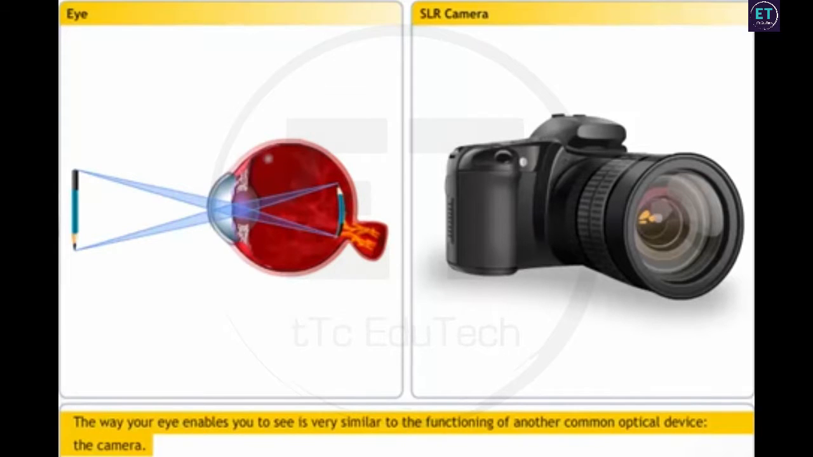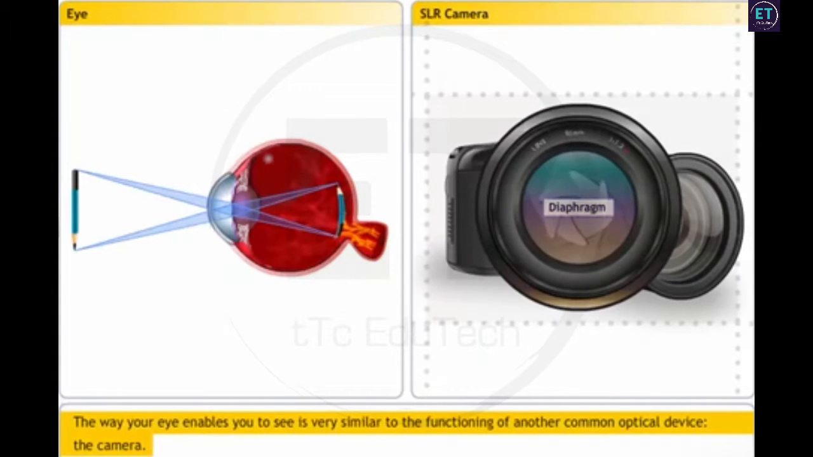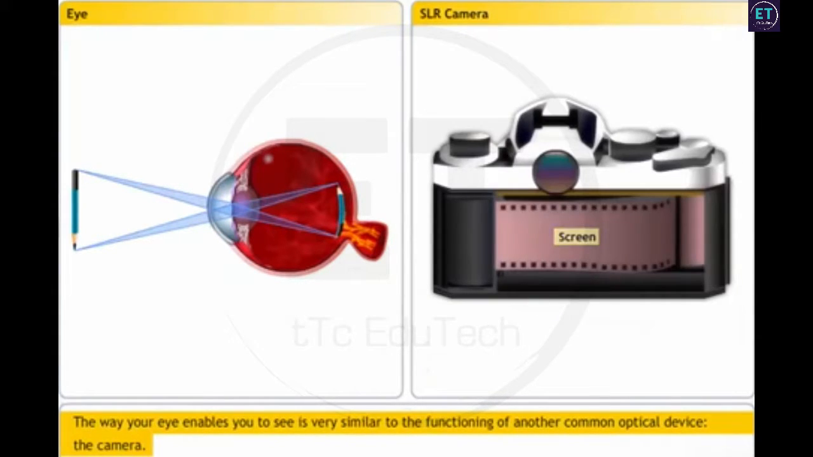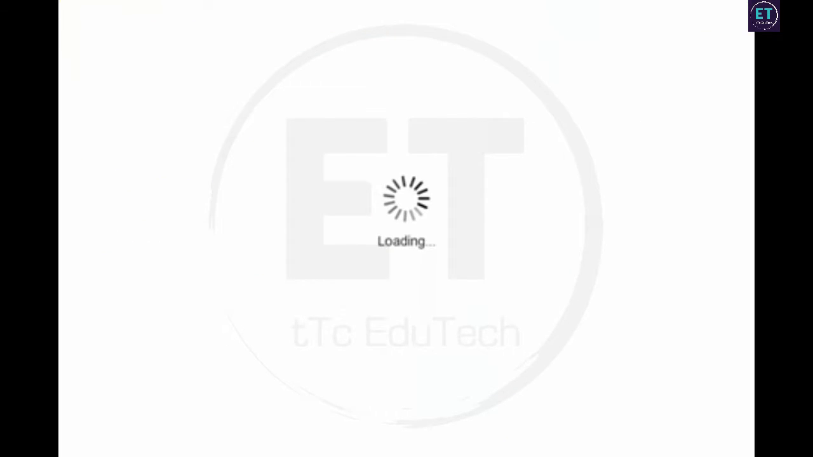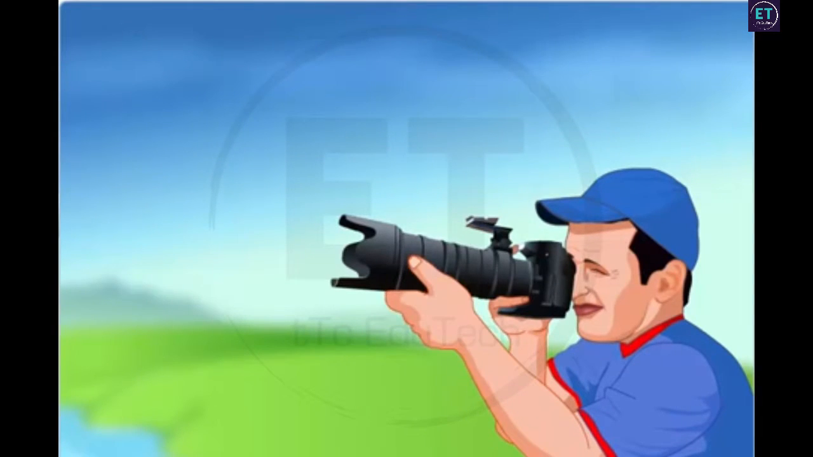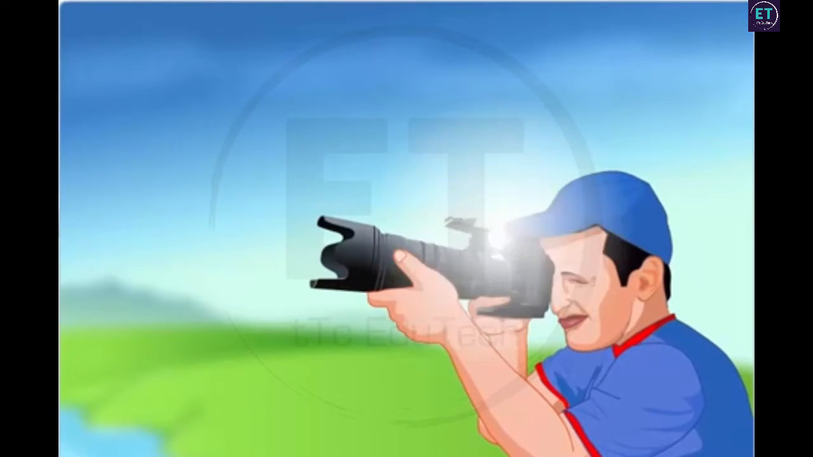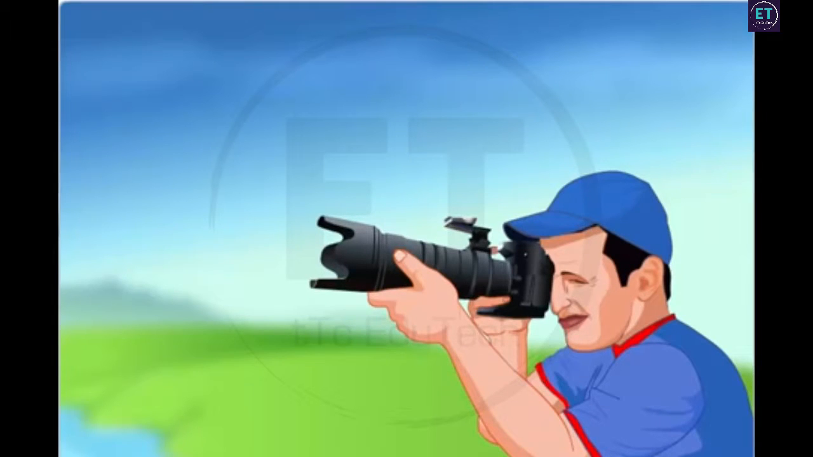To form images, all SLR cameras use the same principles of refraction of light rays by lenses and interpretation of colors and brightness. Similar to the iris in the eye, a camera has an iris diaphragm to control the light entering the camera. The screen that contains a photographic film in a camera is similar to the retina in the eye. When we use a camera to ensure clarity of images, we adjust the focal length of its lens based on the distance of the object.